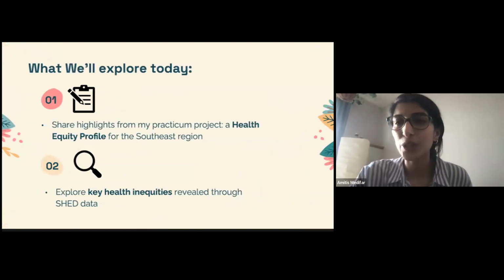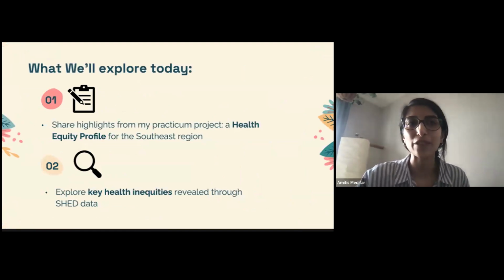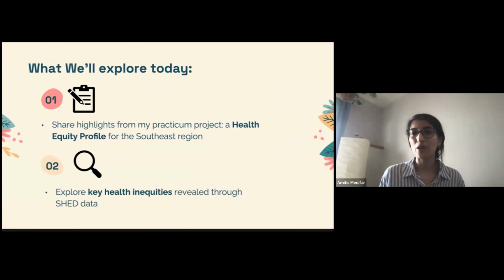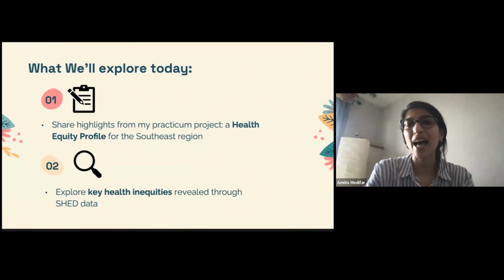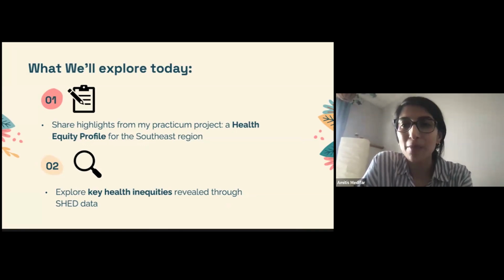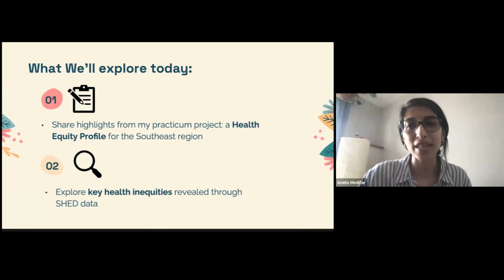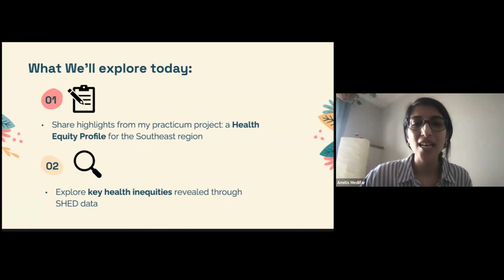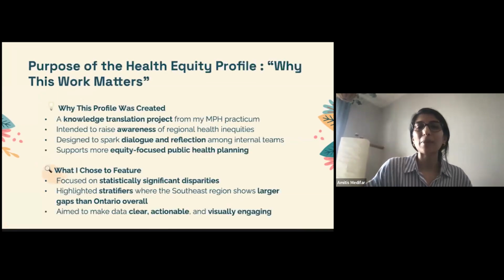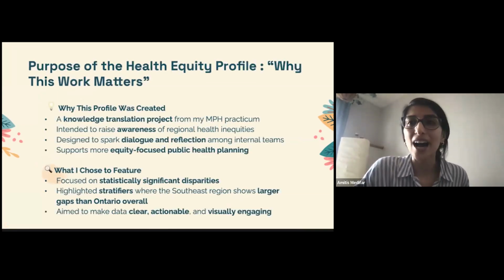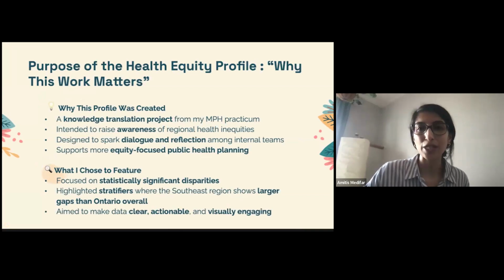So here's what I want to walk you through today. First, I'll give you a quick overview of my practicum project and the health equity profile I developed. And I will dive into some of the key gaps and inequities that showed up when I looked at the data from the Shared Health Equity Dashboard. So let me start with the purpose behind this work and why I created the profile in the first place.